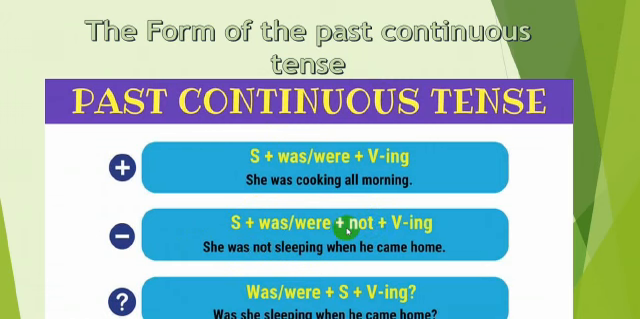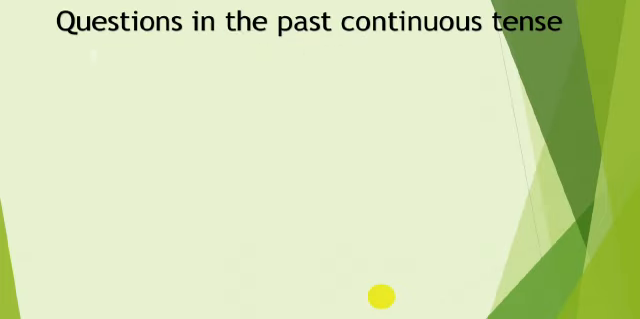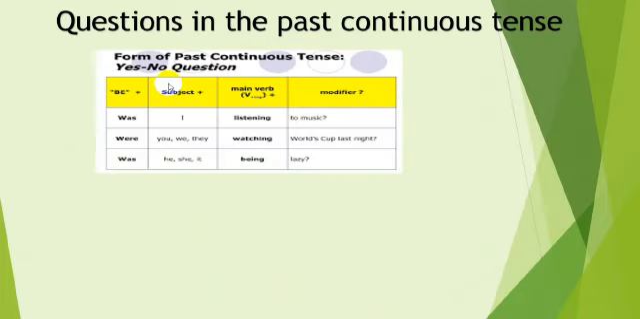Now let us go to the yes or no question, which is one of the types of question. Here I use was or were again plus the subject plus the verb plus ing. Let us go to the other slide. We will talk more about the questions in the past continuous. Are you ready? Here we have in the English language two types of question: yes or no questions, and WH questions. The yes or no questions are the questions whose answer is yes or no.